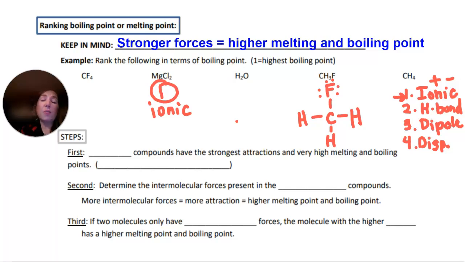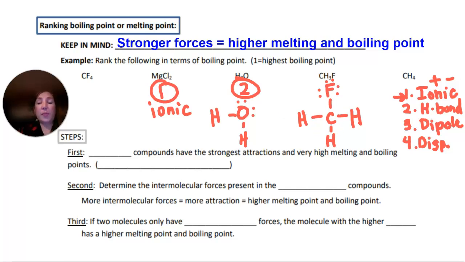But water is hydrogen bonding. We know that the O bonds to the H's in water. And so that is hydrogen bonding, so that will be your number 2. Okay, now CF4 and CH4, they're both symmetric, so they're not polar. So all they have are dispersion forces. Let's leave those. Let's check CH3F.